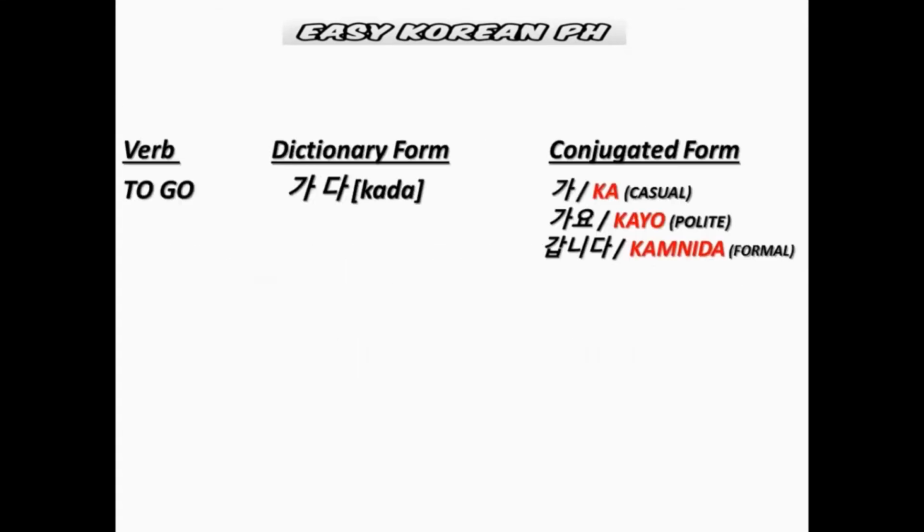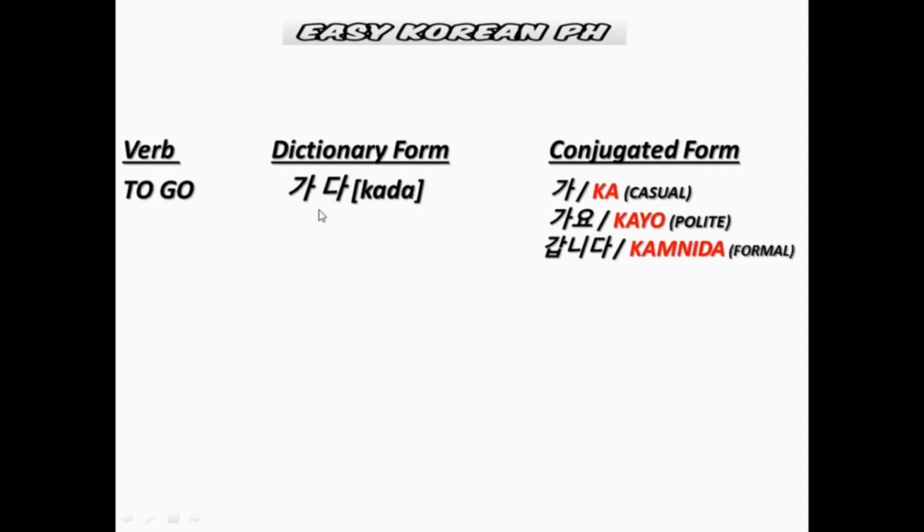Okay, so let's proceed with the first verb. Okay, first we have this one, to go. Okay, so the dictionary form of that verb is Kada. Okay, that is Kada. As I said, Korean verb, it always ends with da. So we need to conjugate this one para magamit siya into a sentence. Okay, so once again, to go, Kada.